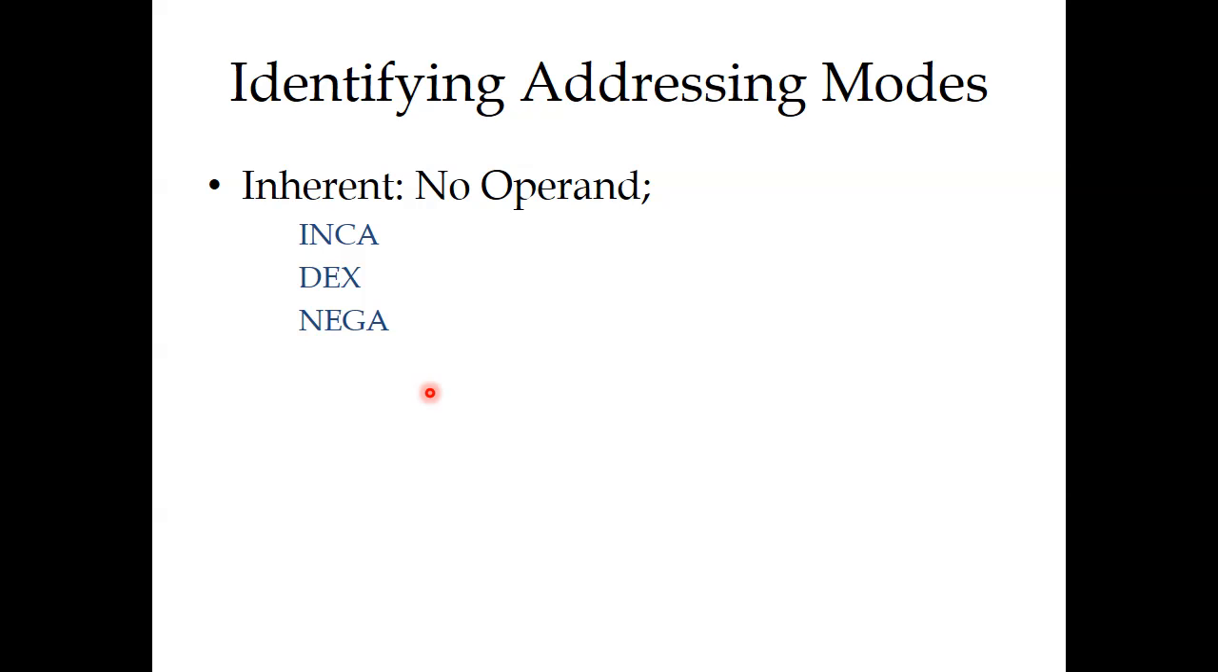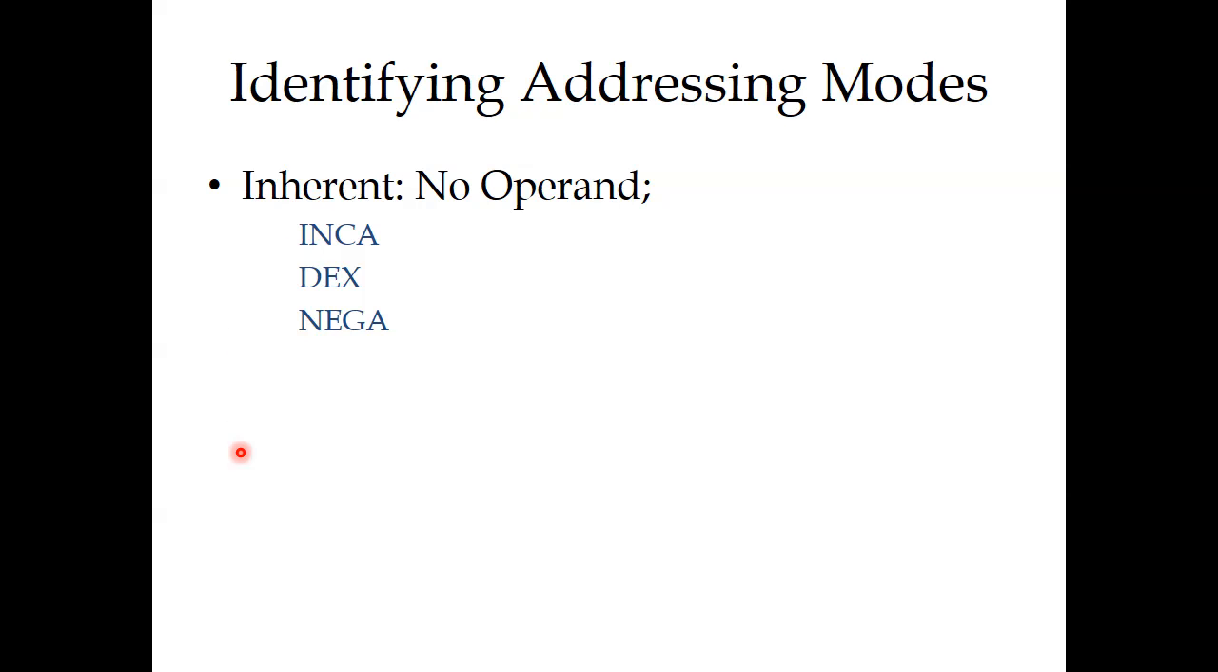There is a last one, the fourth of the four. This is called inherent addressing. Inherent addressing is also very easy to identify because inherent addressing doesn't have any operand. You see, these are all opcodes, right? So there is no operand, which is very easy to identify, because as long as you don't see the operand, that's inherent.